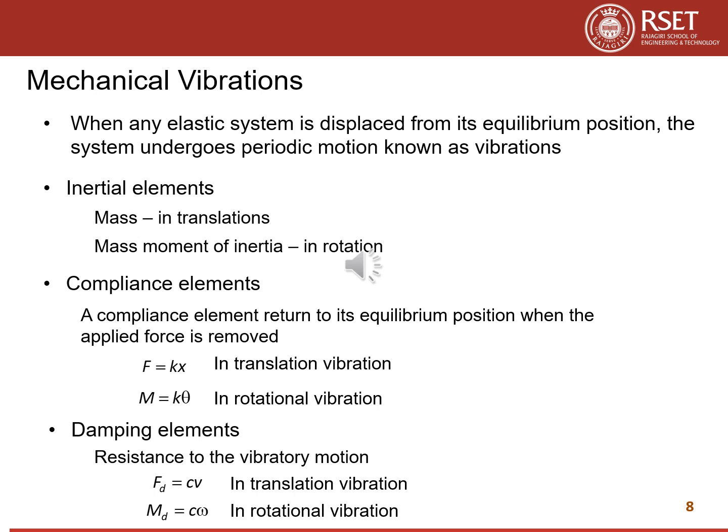In rotation vibration, we can use a rotational spring, and we can use the equation M is equal to K theta, where K is the rotational stiffness and theta is the angular displacement. Now, the third element is called the damping element. That is, it gives resistance to vibratory motion. So we represent that in terms of a damper.